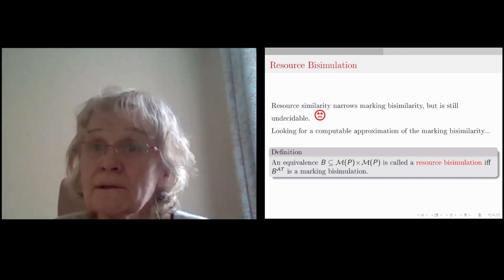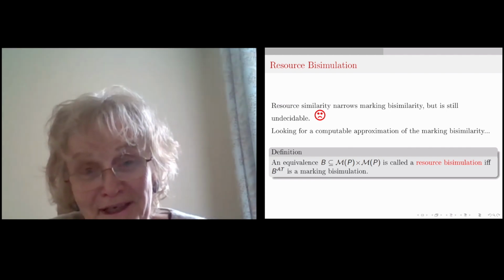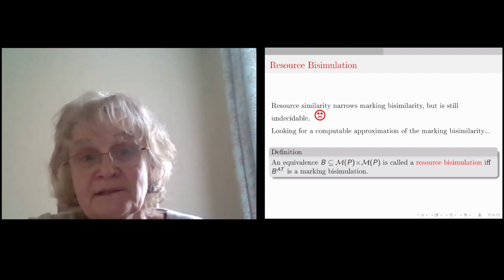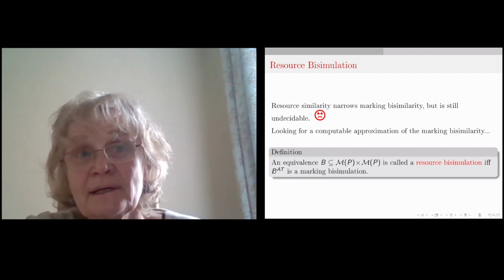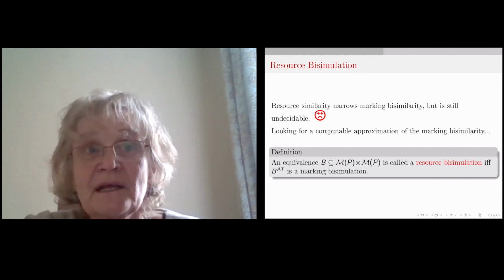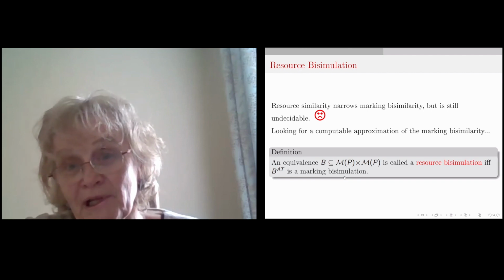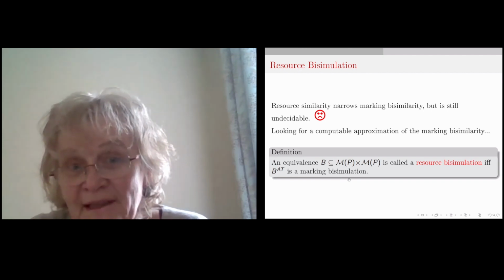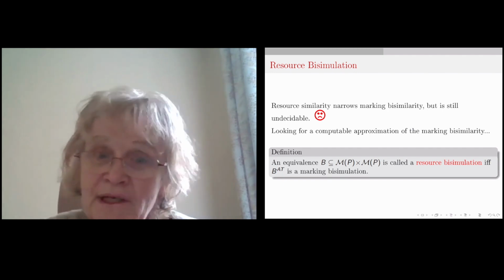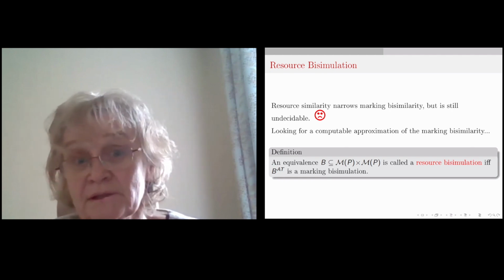So then we look for something which is decidable, and then we define resource bisimulation. It is defined like this: we say that an equivalence is a resource bisimulation if its additive transitive closure is a marking bisimulation. So it is like a base. We construct a closure and we get everything, and we are looking for such a base, which is also a bisimulation itself, of course.